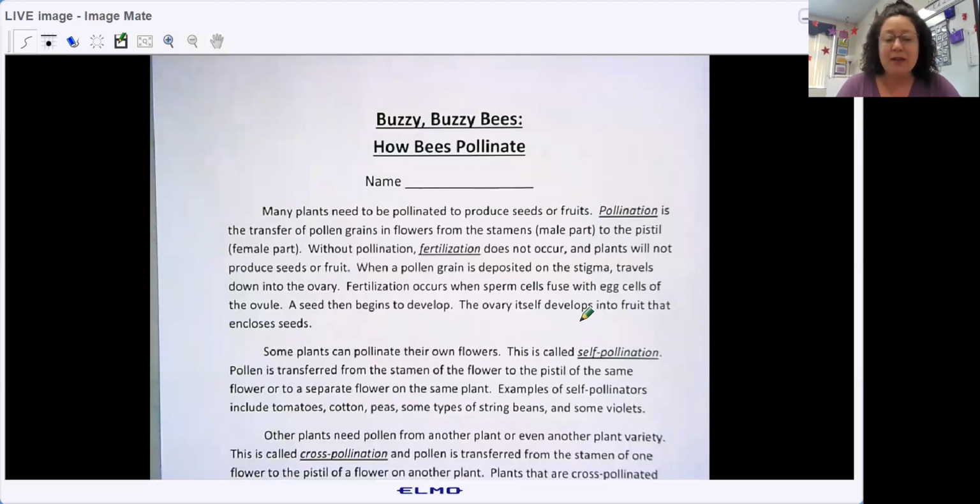When a pollen grain, remember what they looked like? They look all pokey from yesterday. When a pollen grain is deposited, that means put down, on the stigma, it travels down into the ovary. Fertilization occurs when sperm cells fuse with egg cells of the ovule. A seed then begins to develop. The ovary itself develops into fruit that holds in the seeds.